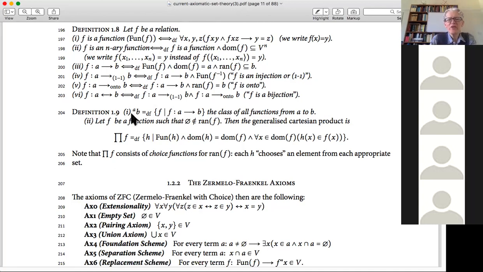Now we're going to define a generalized Cartesian product. So if I think of F as a function, it's giving me a list of sets. And I'm interested in the Cartesian product of the sets that are in the range of F. So maybe I'll try writing something at this point.